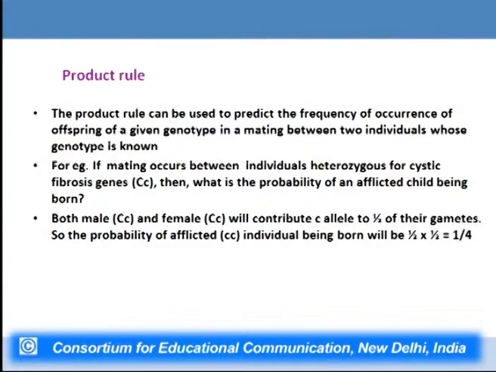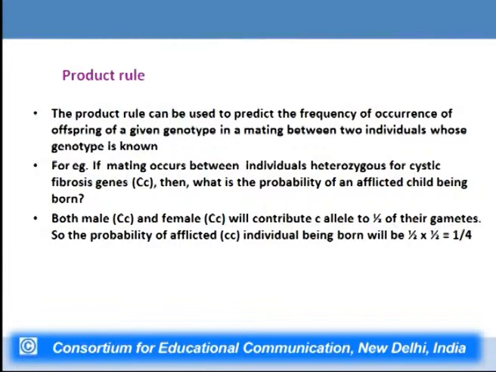Now, let us consider this product rule using a genetic example. Suppose a mating occurs between individuals who are heterozygous for the cystic fibrosis gene. What is the probability of an afflicted child being born? Both the parents, male and female, are heterozygous. The genotype is capital C and small c for both, and both will contribute the small c allele to 1/2 of their gametes because they are heterozygous.